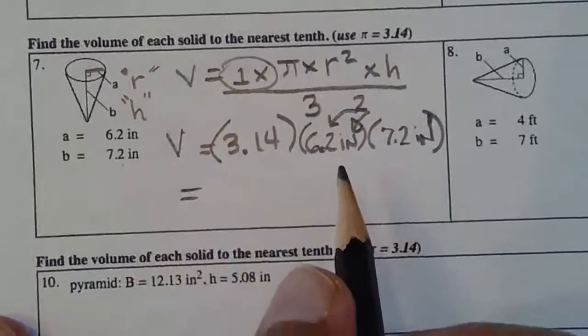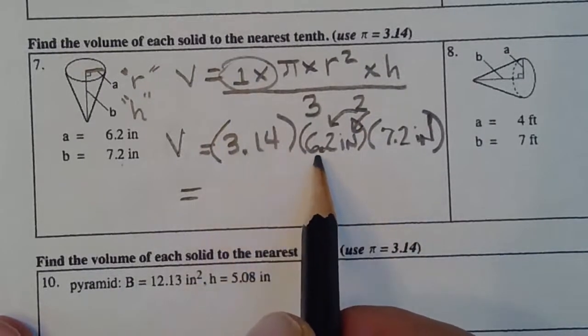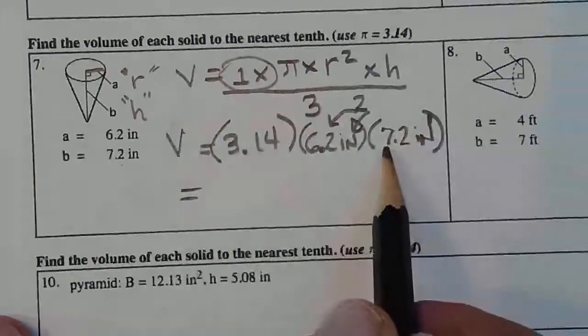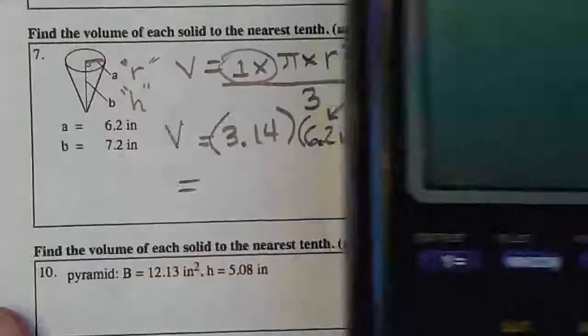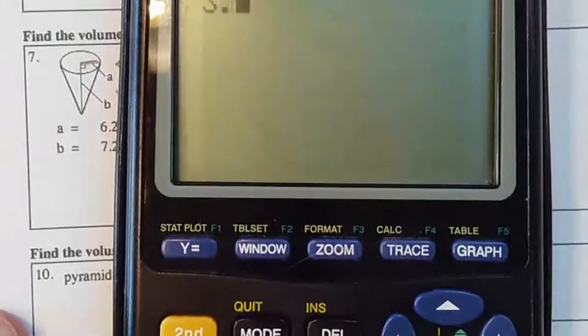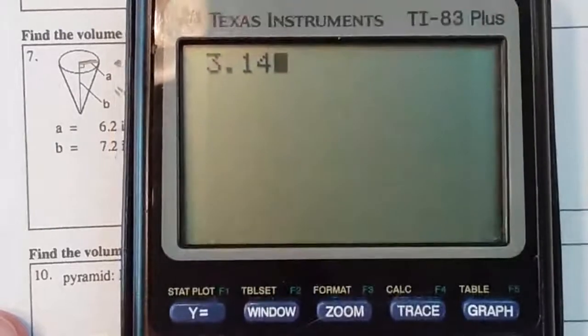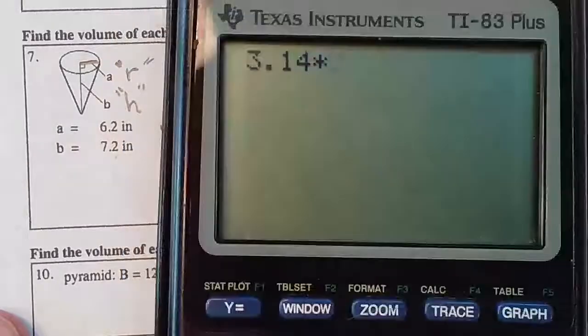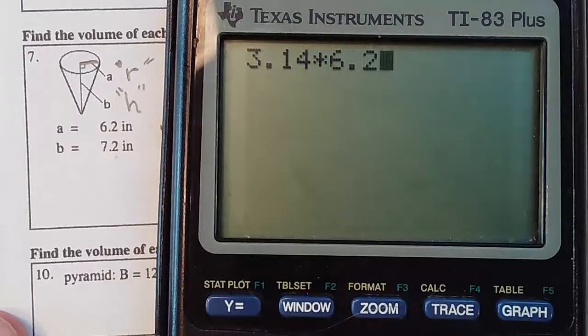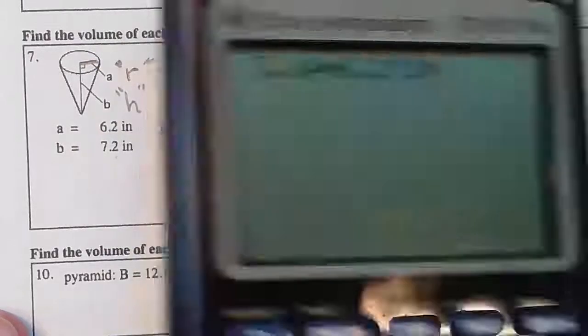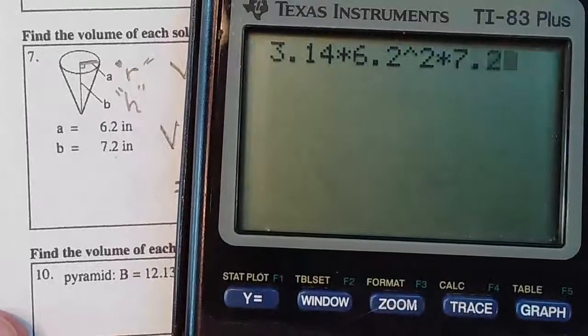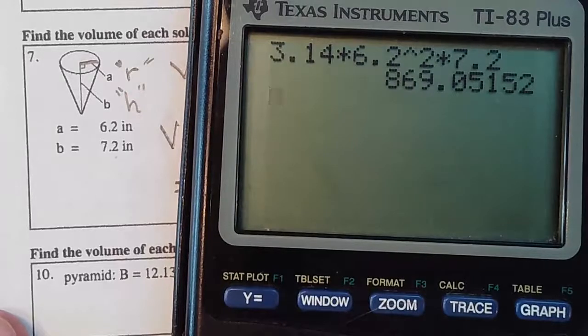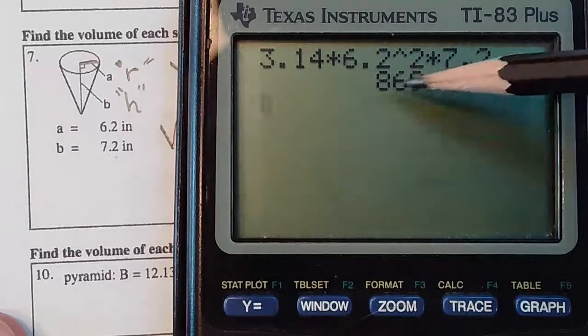You want to put all this in the calculator at one time. It could be 3.14 times 6.2 squared times 7.2. Okay, so let me put that right here. 3.14 times 6.2 squared, with the parenthesis for multiplication, times. Or you can do it like this if you want to. It's up to you. If you don't want to use a parenthesis, 3.14, you can push the times symbol, then put in your 6.2 squared. And then times, and the last number was 7.2. And you'll get this big number. They said round to the tenths place in these problems. So it's going to be 869.1.